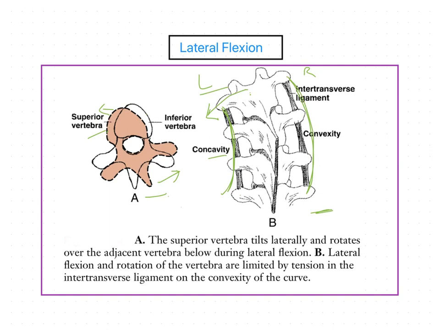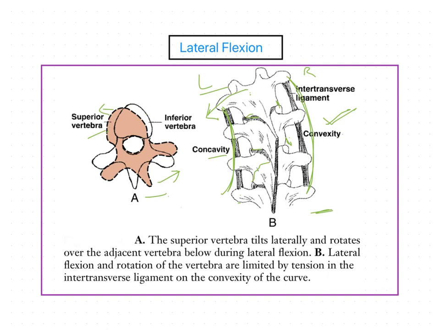Okay, the annulus fibrosus is compressed. Here you can see the annulus fibrosus is going to be compressed on the same side, that is at the concavity of the curve. On the opposite side, that is on the convexity side, the annulus fibers are going to stretch. Okay, the passive tension in the annulus fibers, intertransverse ligaments and anterior and posterior trunk muscles on the convexity of the curve limit lateral flexion.